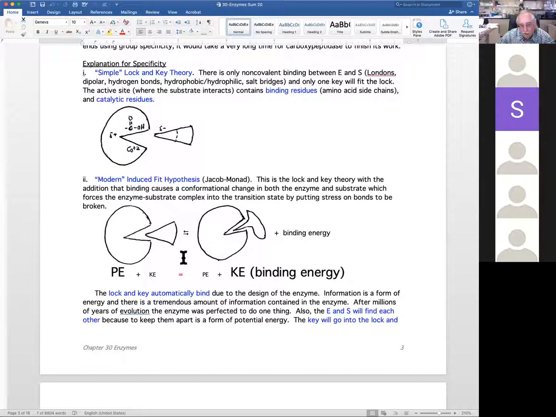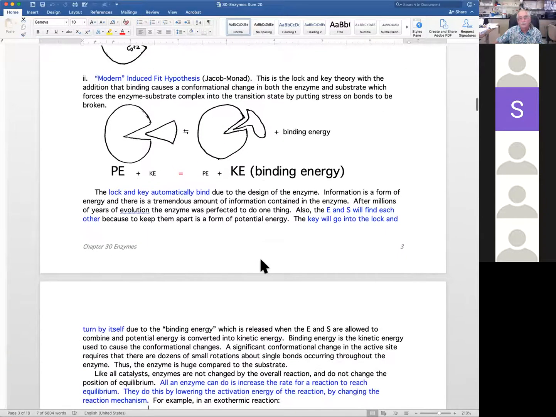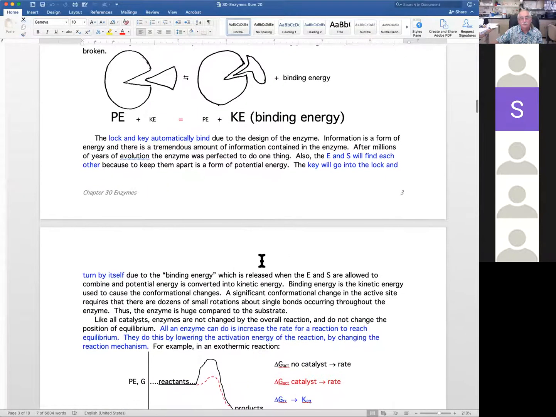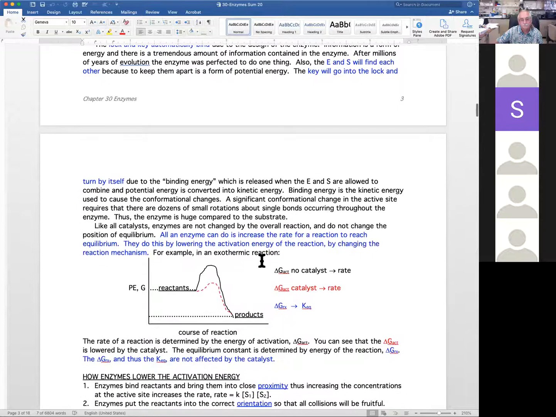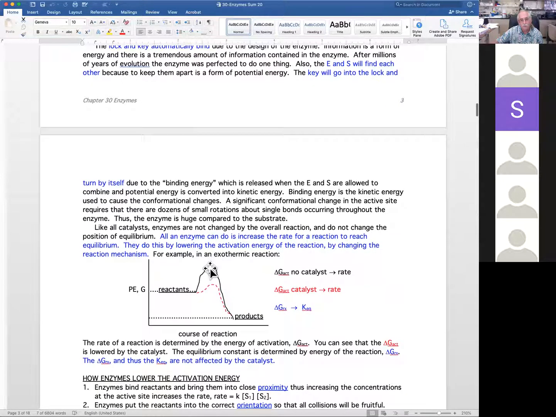It causes all the conformational changes in the protein, all the conformational changes in the substrate. And when you do that, you put stress on the bonds to be broken. So again, a catalyst can do nothing more than lower the energy of activation. Okay.